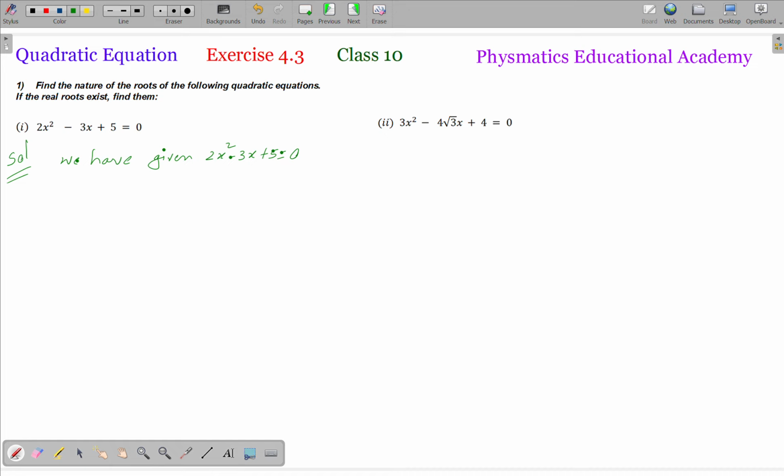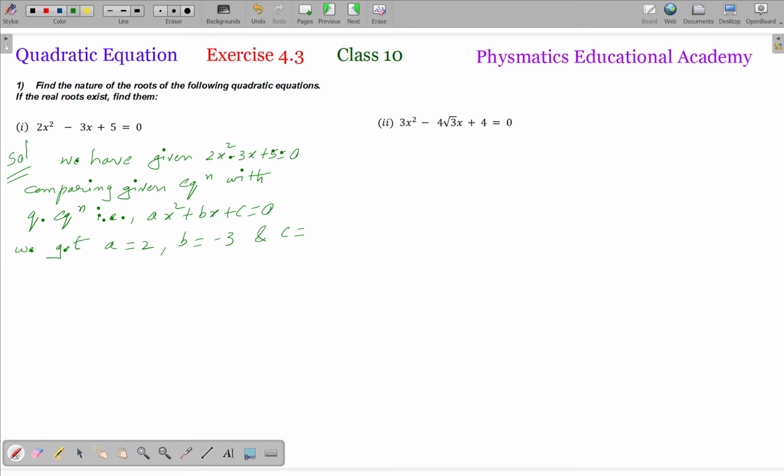Comparing the given equation with the quadratic equation, that is ax square plus bx plus c is equal to 0, we get a is equal to 2, b is equal to minus 3, and c is equal to 5.